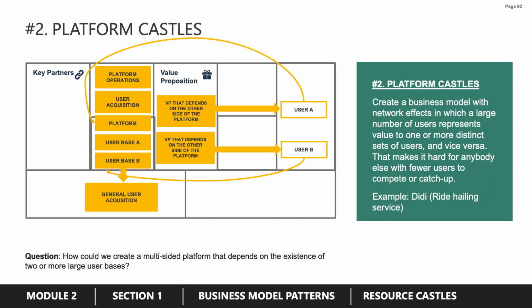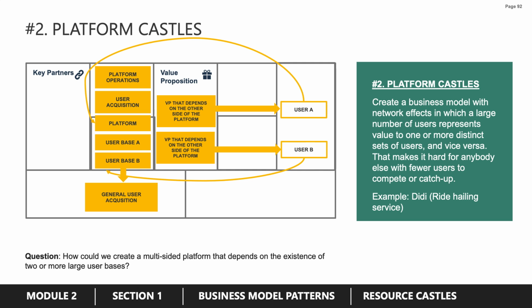Platform castles, as I mentioned earlier with the example of eBay, tend to work on this idea of network effects. So as you populate one side of the market platform, it becomes more appealing to the other side. So in terms of your customer segments, you have to focus equally on gaining two sets of users. And a good example here is Didi, which is a ride-hailing service. Similar to Uber, the problem is if you didn't have many drivers in a city, it wouldn't be appealing for those that wanted a ride.